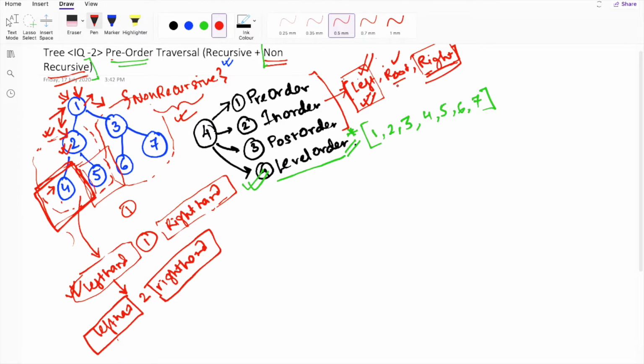Then we will check what is the root node over here. The root node is 4, so we'll print 4. Then we'll check what is the right hand side. We don't have any right hand child over here either, so we will print nothing. So here we complete the left hand side of this node.